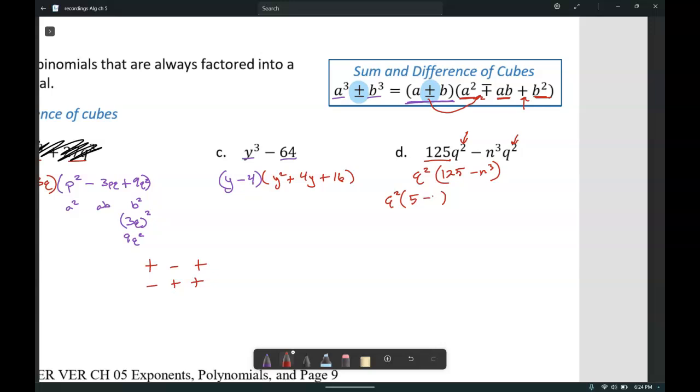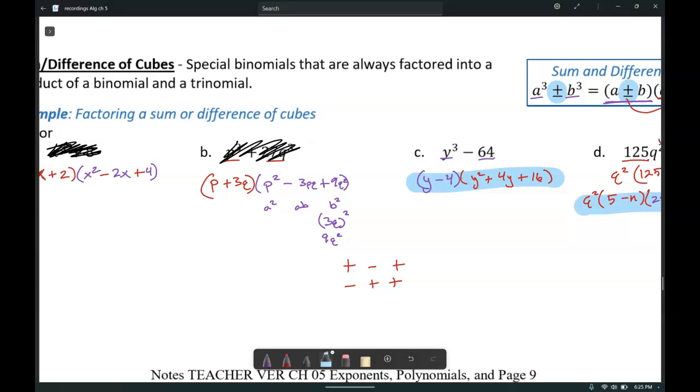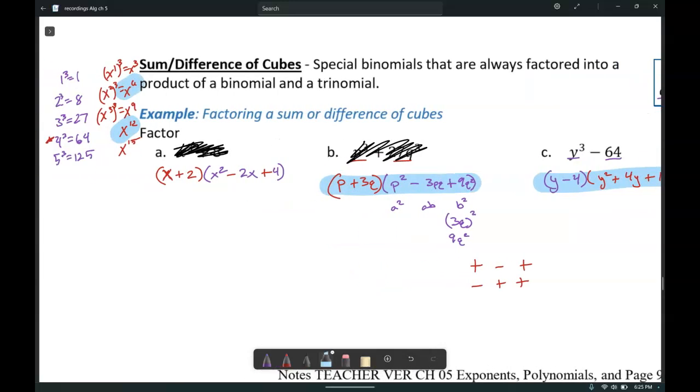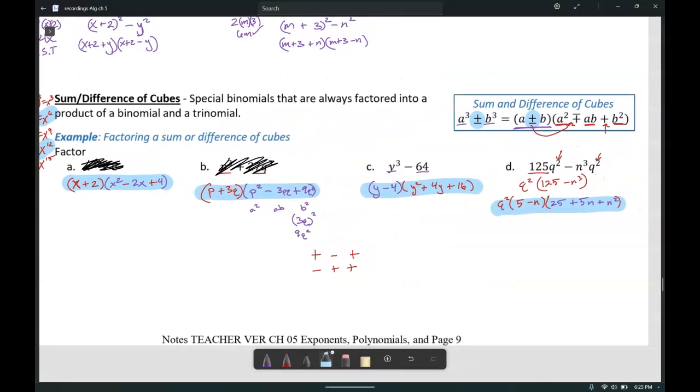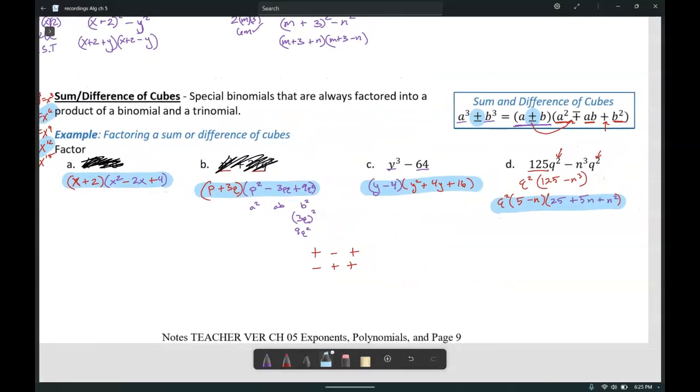125 is 5 cubed, and n is n to the third cubed. Then we can go ahead and build our binomial. The first term squared, the product of the two, and the second term squared. Since we started with minus, we're going to end with plus plus. And there is our sum and difference of cubes. These special cases are pretty easy to factor once you've got the patterns memorized down. The more you practice, the easier it's going to get.